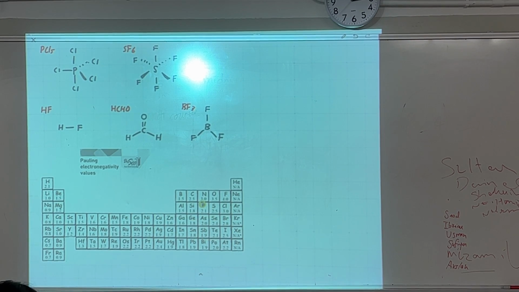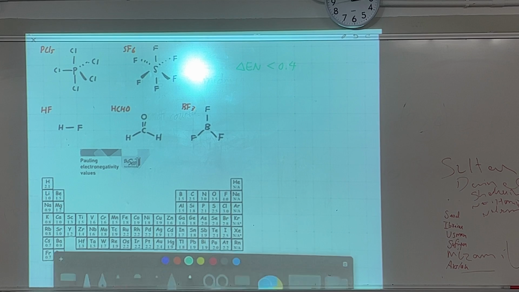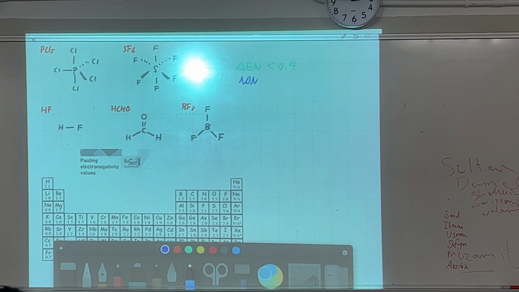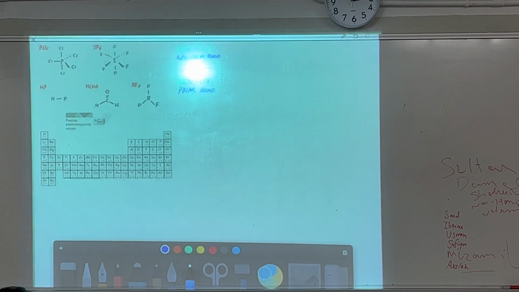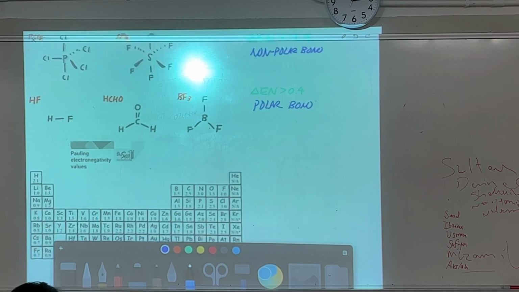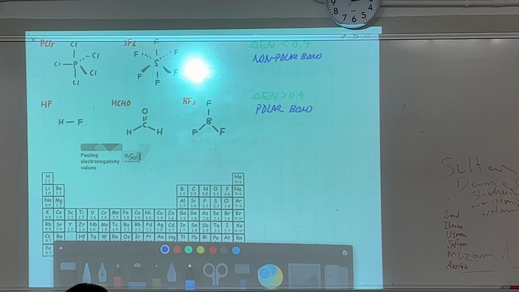So remember, when the electronegativity difference is smaller than 0.4, it will be a non-polar bond. You will have answered no to the first question, and the conclusion must be that the molecule is non-polar. If the electronegativity difference is larger than 0.4, it will be a polar bond. So therefore, 2-minute talk.